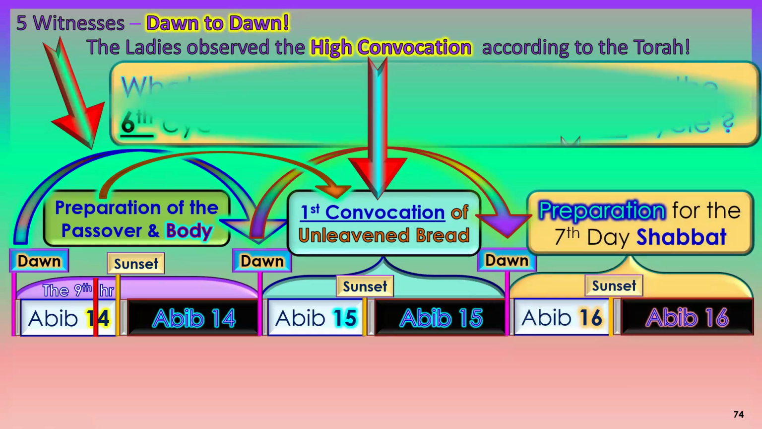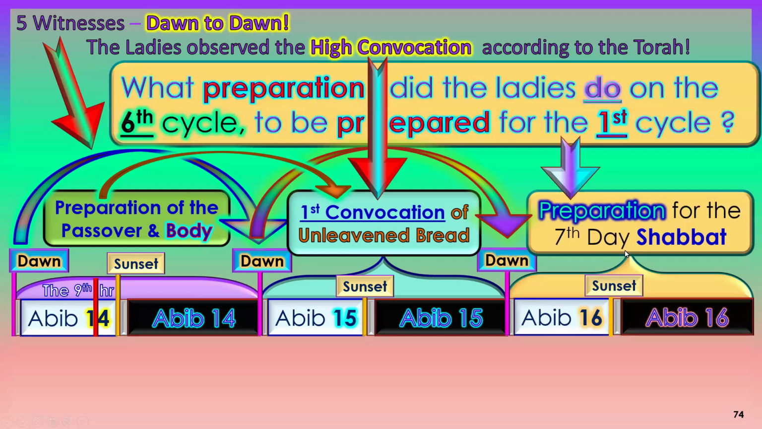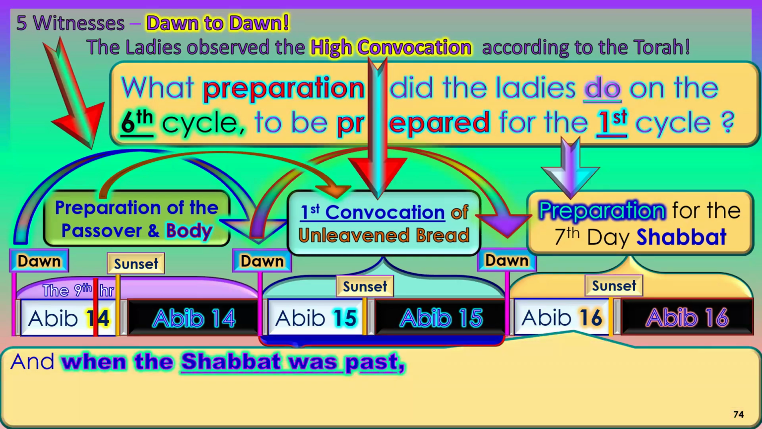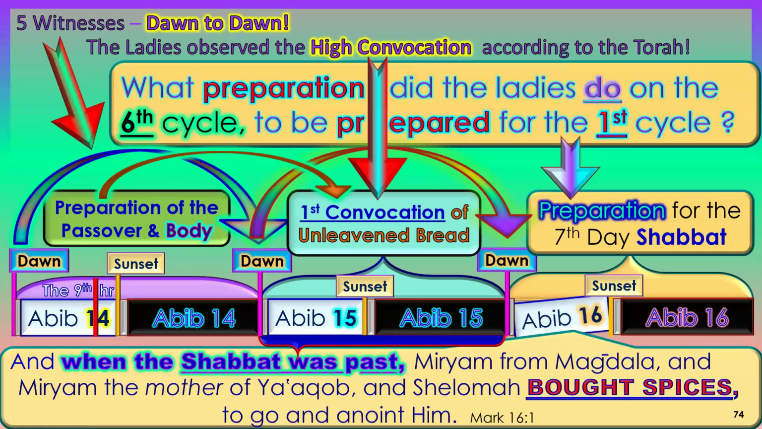Then we come to the 6th cycle of the week. It's the preparation for the Shabbat, no doubt, Friday in pagan terms, so that we can understand this. So what preparation did the ladies do on the 6th cycle to be prepared for the first cycle? Didn't they buy spices? And when the Shabbat was passed, that's referencing the convocation of unleavened bread on the 15th, Miriam from Magdala and Miriam, the mother of Yaakov and Shalomah, bought spices to go and anoint him. They were preparing to visit the tomb to wrap him in spices on the first cycle morning. They were prepared.